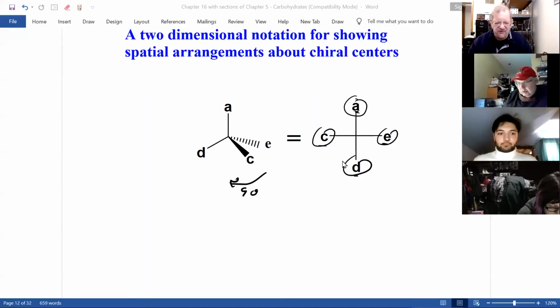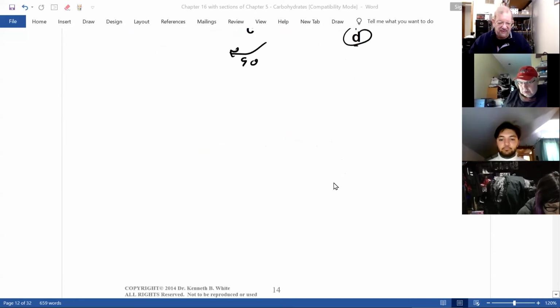And this is a Fischer projection. And that's what this means. C and E, like yellow and red, are coming towards you. A and D, like silver and black, are going back behind the paper.